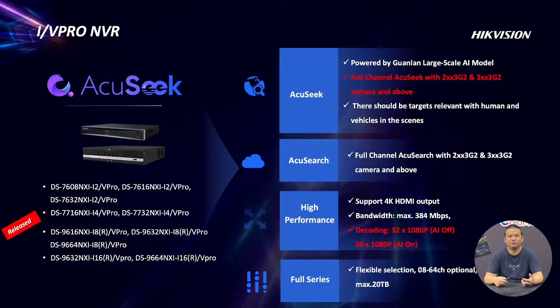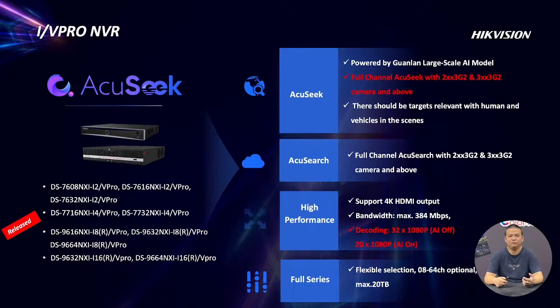And the IV Pro Series NVR shall work with the 2XX3G2 and 3XX3G2 series, like AcuSense series cameras, and is recommended in SMB projects as well.